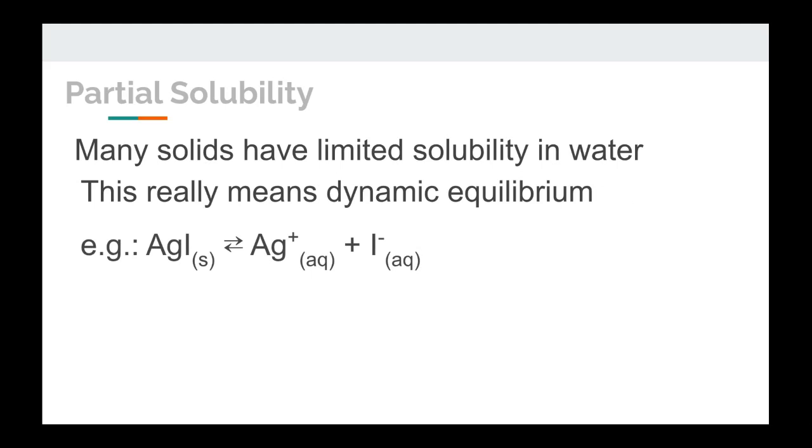Here's an example. For AgI, solid AgI, even though we say that silver compounds with halogen anions are insoluble, that's really a bit of an overstatement. They do dissolve, they just don't dissolve very well. So they very quickly reach dynamic equilibrium, as shown by this equation.